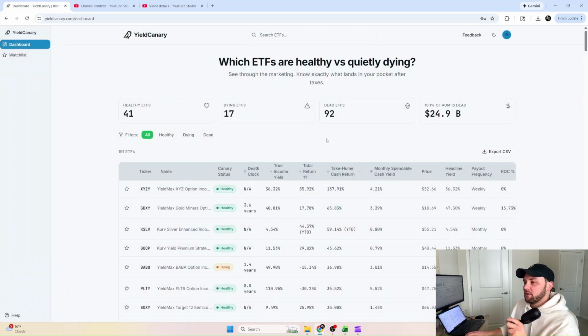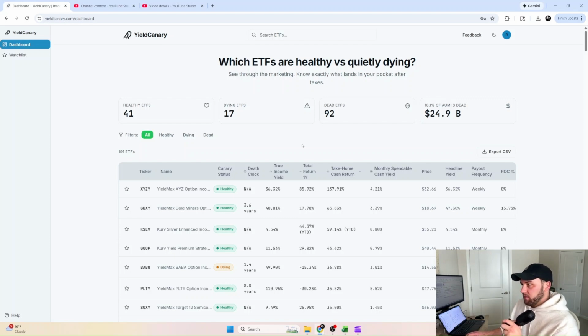So we include the tax rate because some of these metrics in the dashboard, like the take-home cash return, monthly spendable cash yield, they use your tax setting to give you a more accurate picture. There's a lot of people that talk about dividend ETFs that just completely omit talking about taxes. They'll say things like, so-and-so has a 50% yield, so you'll get your money back in 2 years. And that's just not true once you factor in taxes.